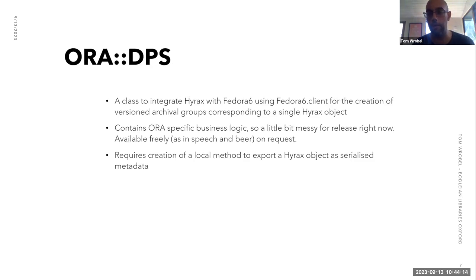The other thing I'm going to talk about before I give a little demo is what we're calling the AuraDPS class. This is a Hyrax class to integrate Hyrax with Fedora 6. So it does the bit that picks a Hyrax object up and sends it, preserves it through the API. It does contain quite a lot of Aura business logic. That's a little bit messy for release right now, but it is available freely, both as in speech and beer, on request.